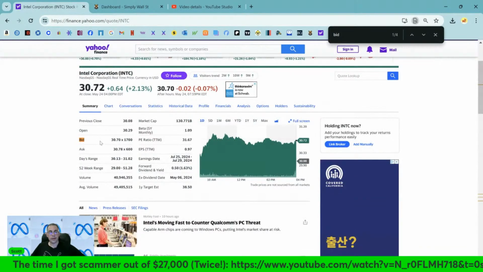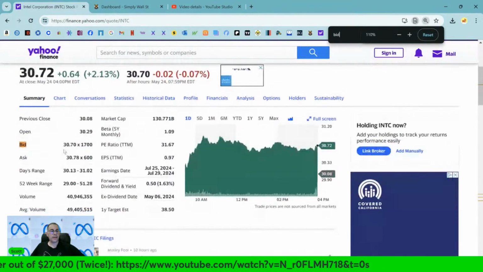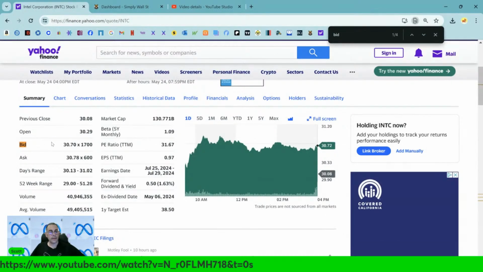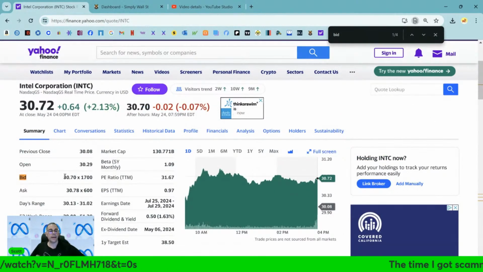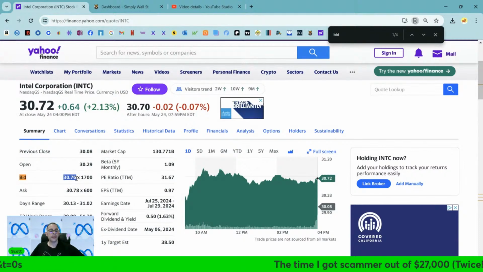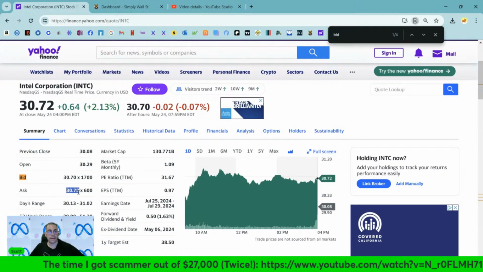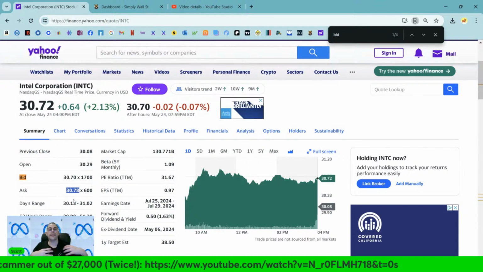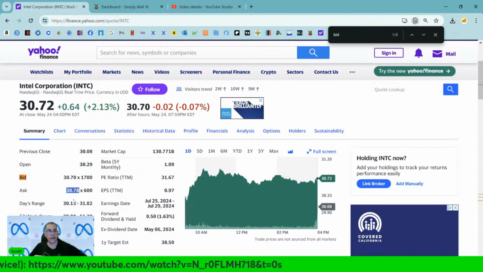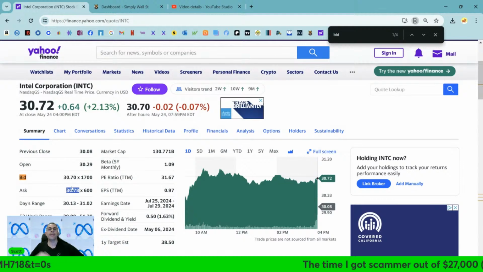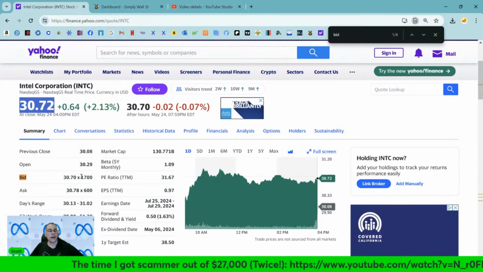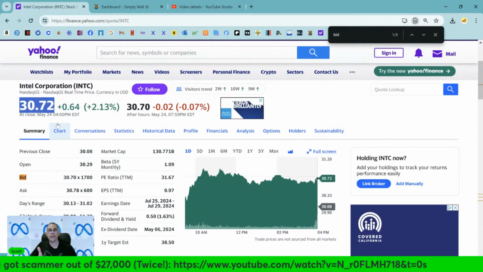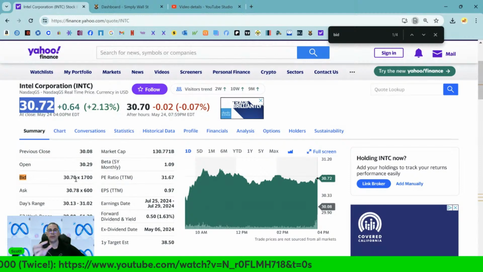You see with Intel, the last bid was somebody who wanted to buy Intel for $30.70. And the last ask was somebody who wanted to sell it for $30.78, because the ask is the person selling it. The person selling it is always higher than the person buying it, because you always want to buy it for as little as possible, and you always want to sell it for as much as possible. And you see with common stocks, the bid-ask spread is usually really, really tight.